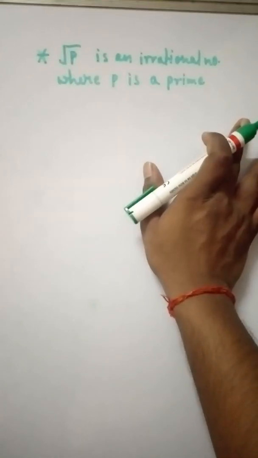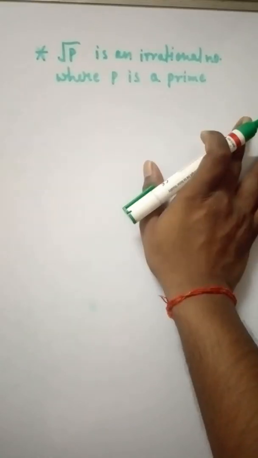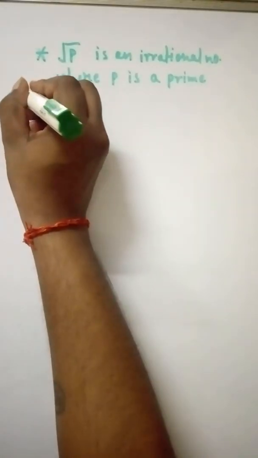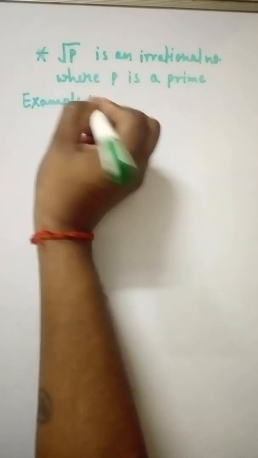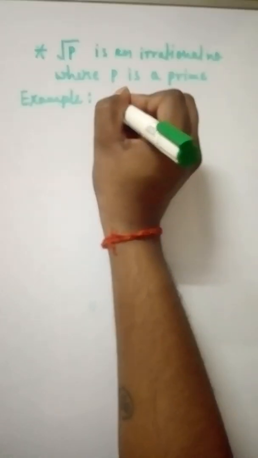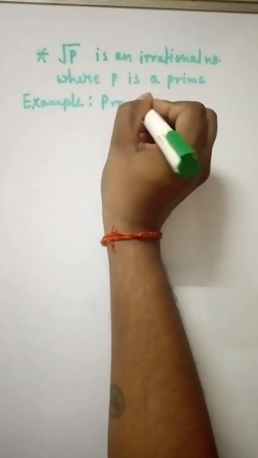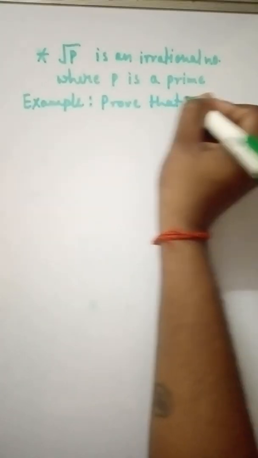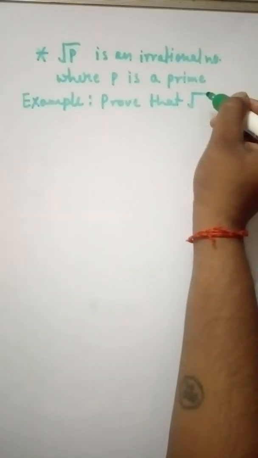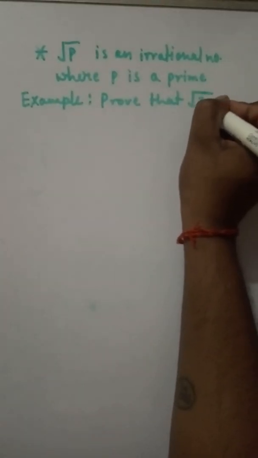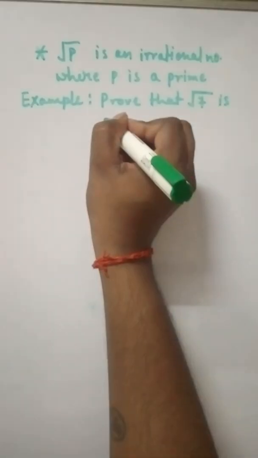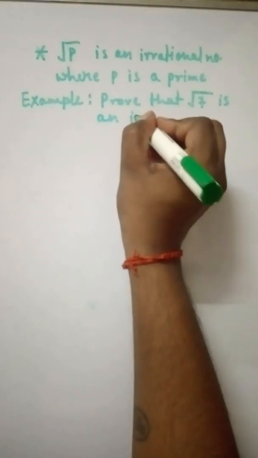In our textbook of class 10 CBSE NCERT we have examples of root 2, root 3, then root 5. These examples are there. I'll take any other number other than these numbers. So I'm taking one counter example to make you understand this one. We have to prove that root 7 is an irrational number.